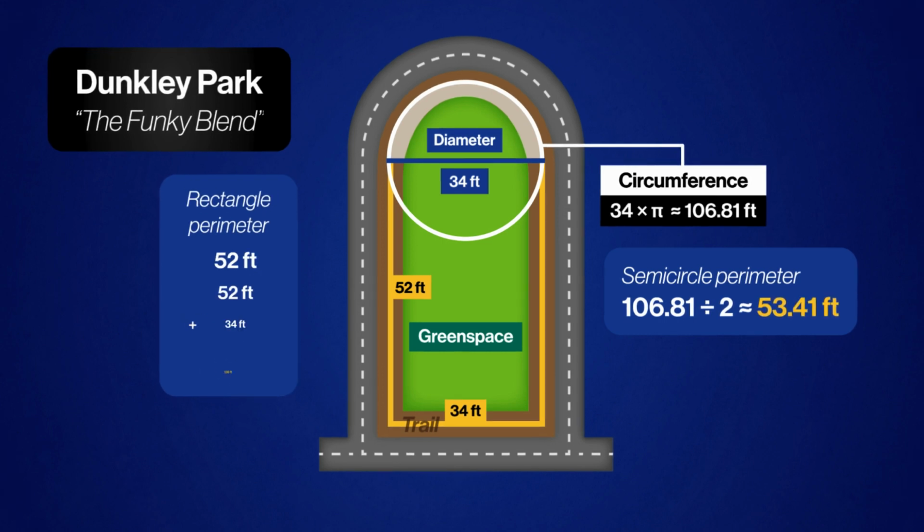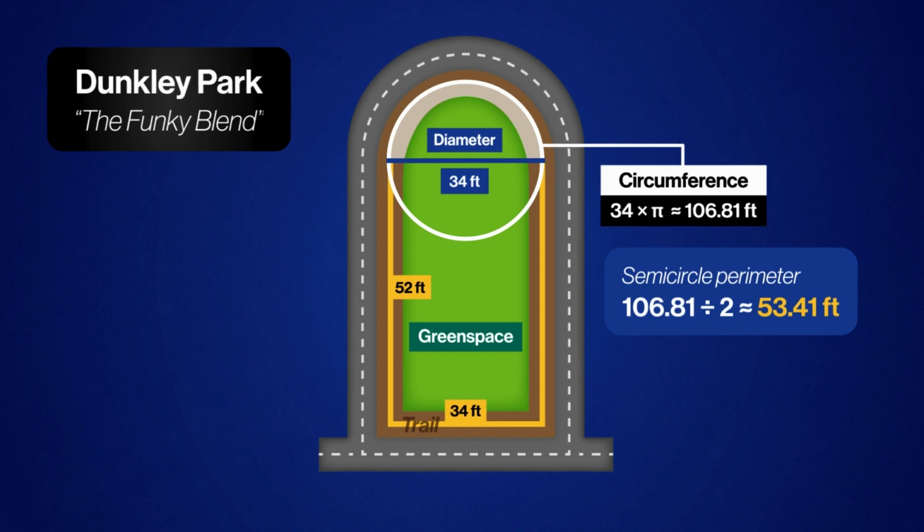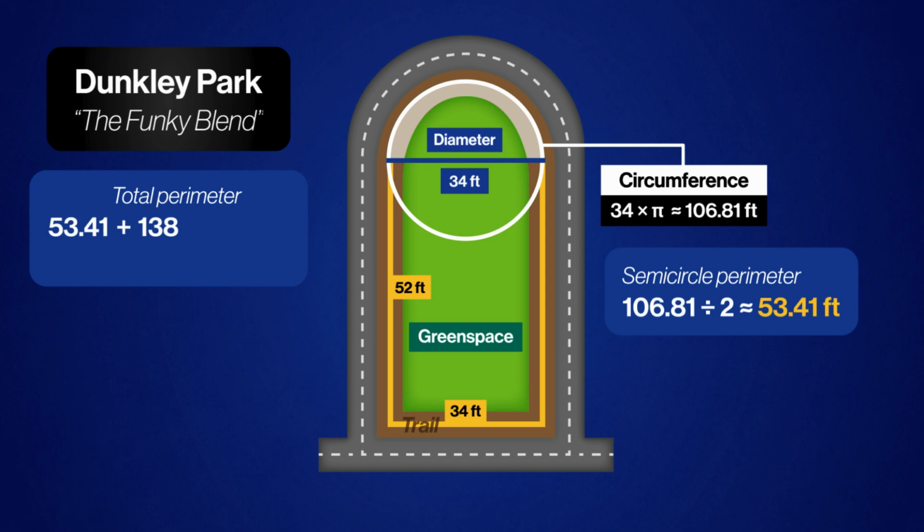And just like we did with the 4 Greensboro Corners Park, we can add up all the segments to get the total perimeter. The rectangular perimeter plus the semicircle's circumference gives us about 191.40 feet or 63.8 yards.